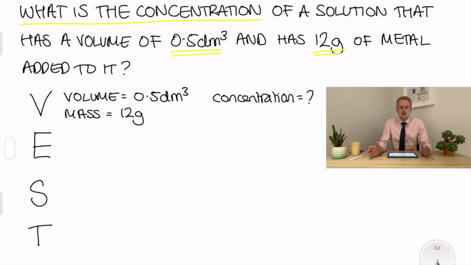Now, E, remember, this is the equation. You've either remembered this or you've been given it. In chemistry, they don't give you an equation sheet, unfortunately, so it's either you've remembered it or they've given it to you.